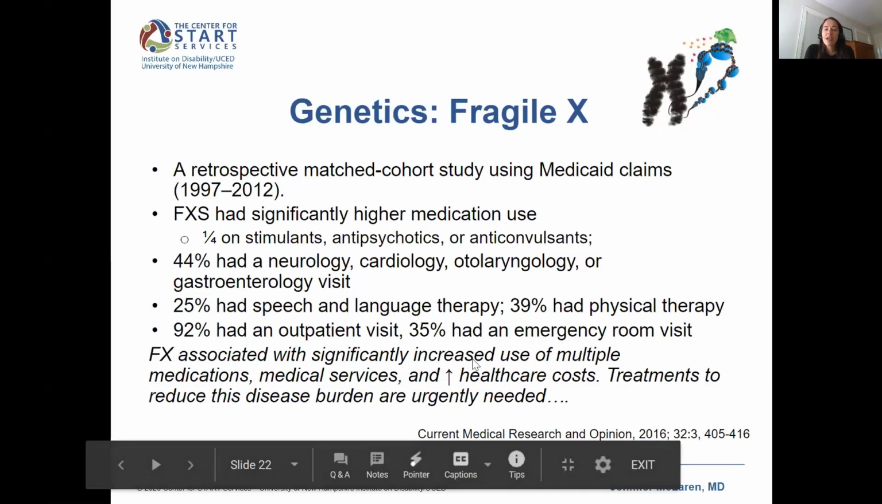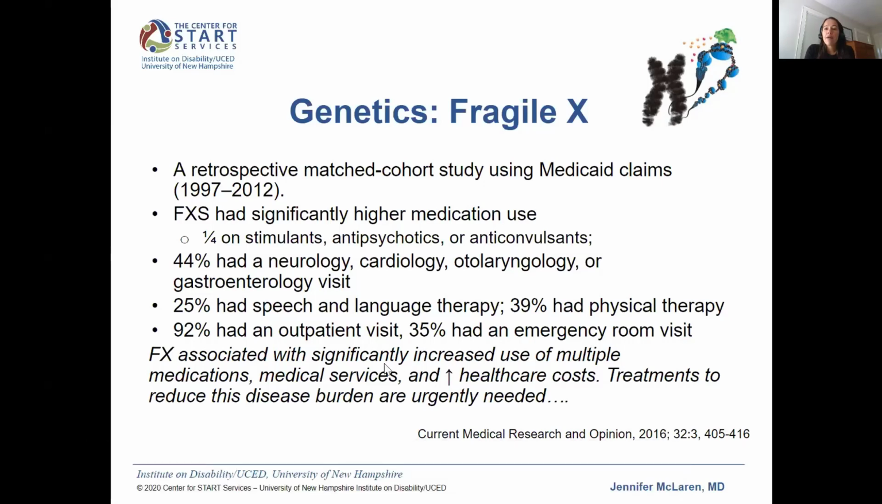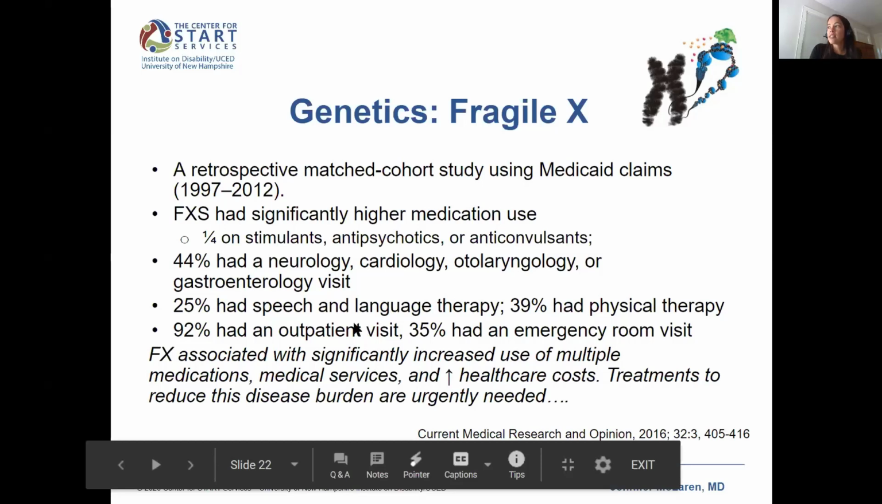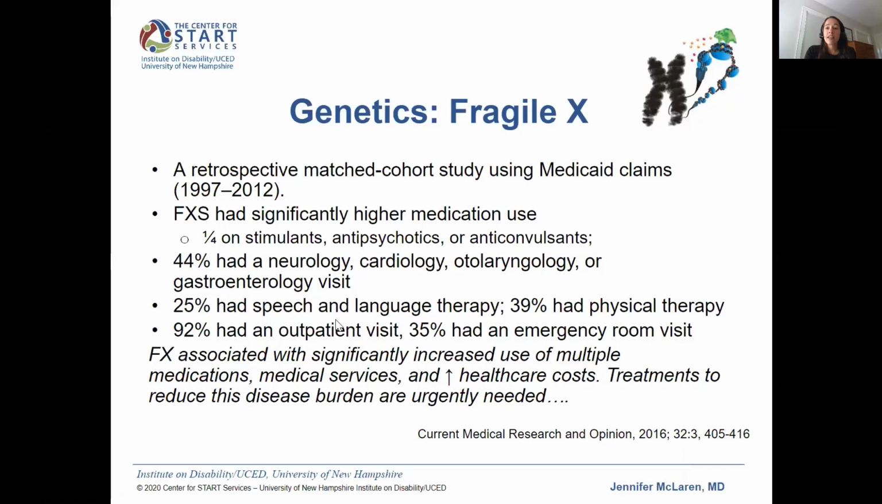What's really important is coordinating all of this care. It's important to have a team approach, and I feel like START really can assist with this team approach in terms of caring for these complicated individuals.